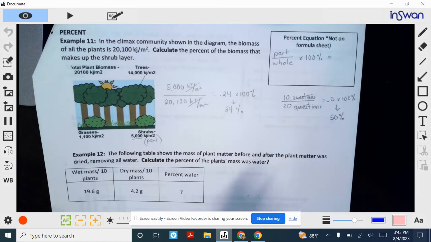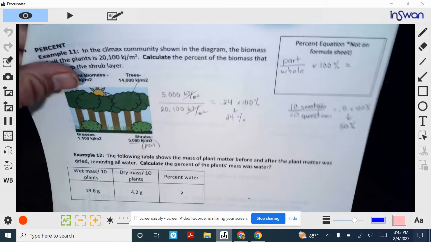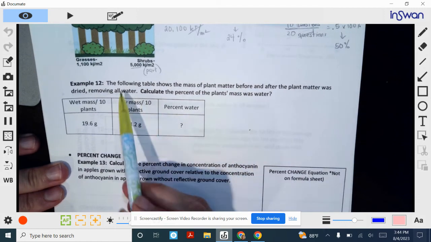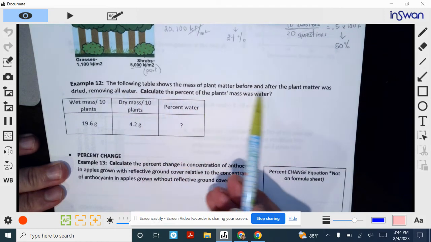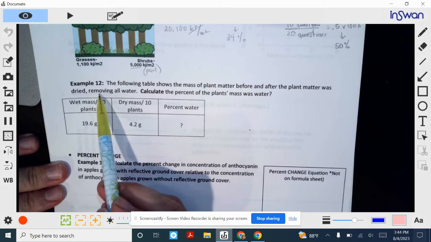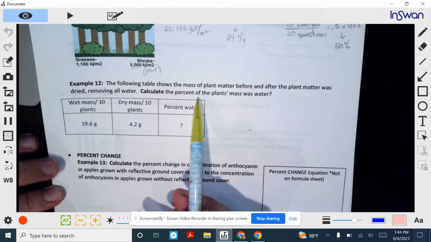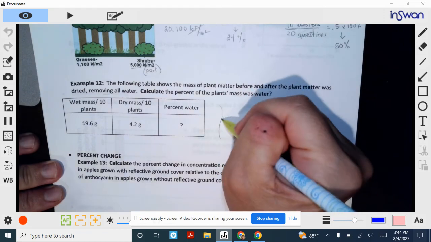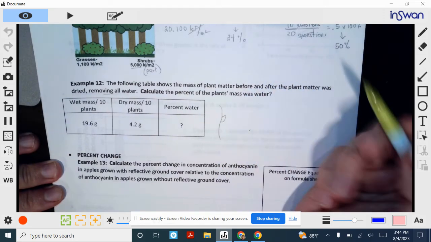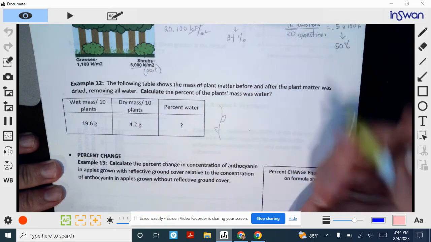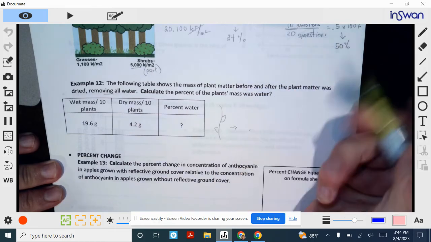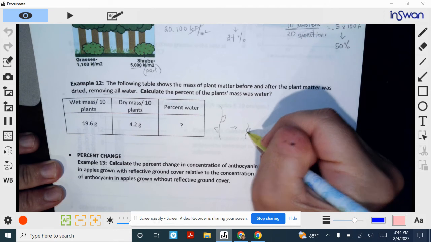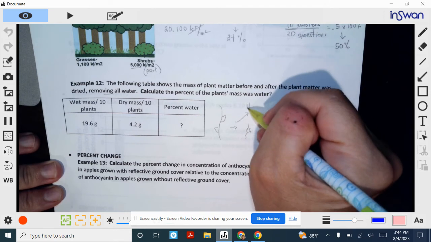Okay. All right. Now let's do another percent problem. It says, the following table shows the mass of plant matter before and after the plant matter was dried, and that removed all the water. So calculate the percent of the plant's mass that was water, okay? So here's a plant. Plant's made of proteins, carbs, lipids, and nucleic acids, and water, okay? So when we dry the plant, all that water is gone. That plant's going to shrivel up, and there's no water left. All that water is gone, okay?